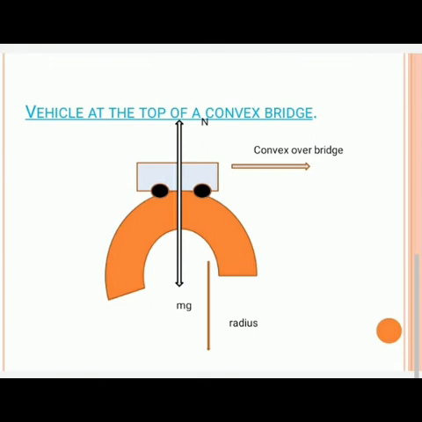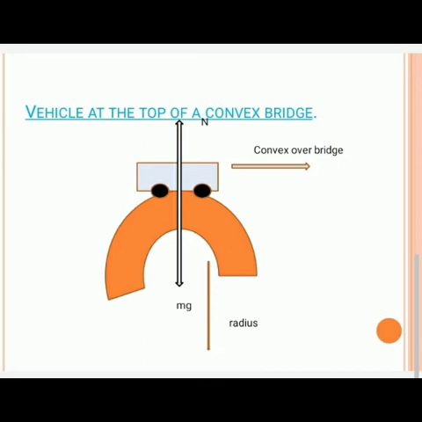I will give you one more example of a vehicle at the top of a convex bridge. Students, we move towards the bridge when we are going to the native place. There you could see a train or a truck or a vehicle moving on a bridge which is convex in nature. So let us talk about the vertical circular motion which is acting on such a vehicle. When you see the diagram, you could see the bridge in a convex form and the vehicle which is moving on the bridge. The normal N is acting perpendicular to the line where the weight mg is acting vertically downwards. R is represented by the radius of the convex surface of the bridge.